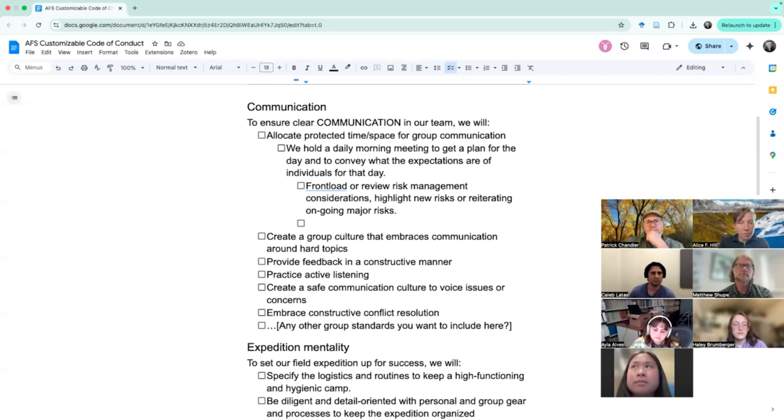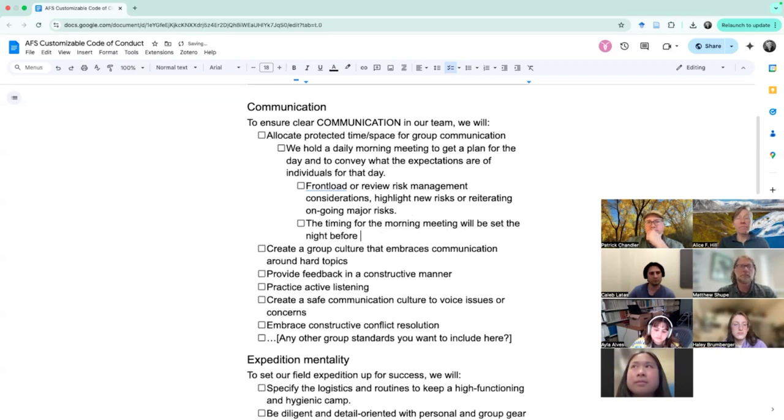So, okay, I'm drafting: the timing for the morning meeting will be set the night before at dinner. Does this work for everyone, or do we prefer a preset time? As opposed to setting a regular time for a meeting, I like setting it the night before. This feels more flexible, which is nice given each day is different. This way, the morning meeting timing can cater to the task of the day.